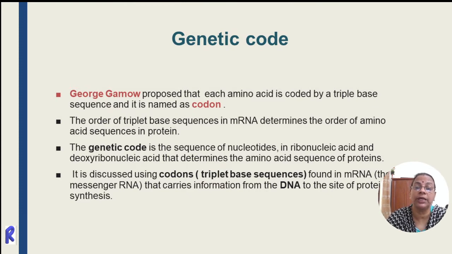Then he proposed that there can be 2 to the power of 2. That means 2 base combinations can give rise to the base sequences of a codon. So if it is 2 to the power of 4, the 4 bases are there, then it can be only 16. So not that one. 4 to the power of 2, then that cannot be enough.